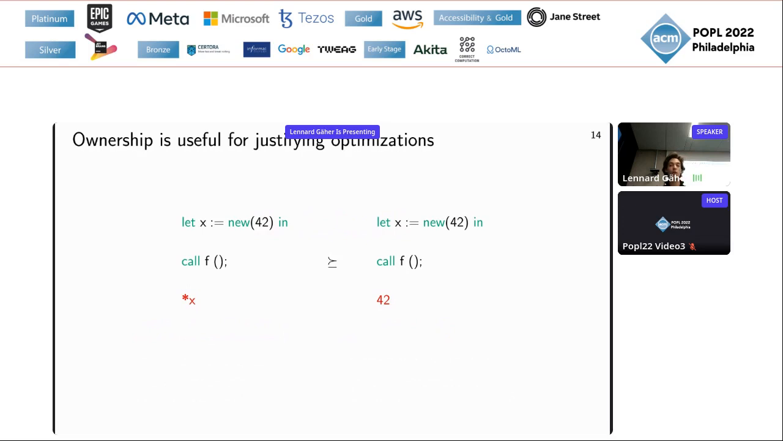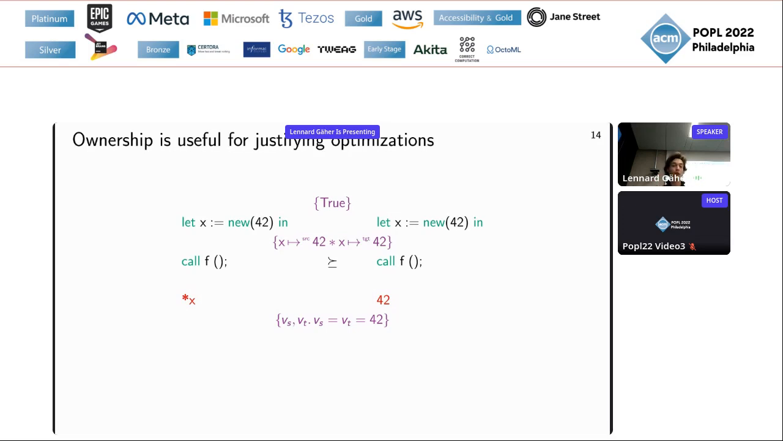Intuitively, we'd like to optimize that last read away, directly using the value 42, because f should not have changed the value we've just written to x. Now, formally, we do this by proving a simulation starting from a trivial precondition. And first, we execute the allocation on both sides, and obtain ownership of x expressed through the points-to connective.